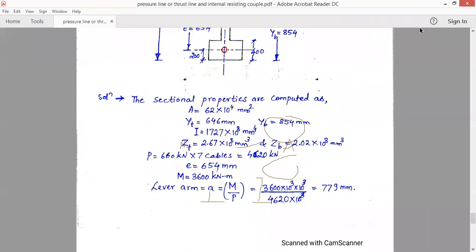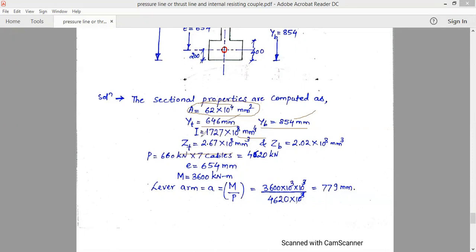Okay, so again we are going to calculate the area, that is, calculation of each flange area dimensions plus web portion. So there are 2 flanges and 1 web portion. So total area of cross section is calculated here as 62 into 10 to the power 4 mm square, and YT and YB distances will be calculated, which have been given here as 646 mm, and YB is 854 mm. And I, the moment of inertia by parallel axis theorem, is 1727 into 10 to the power 8 mm raised to 4, we have calculated.